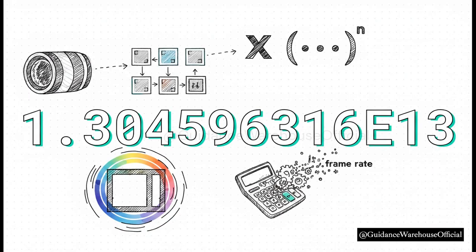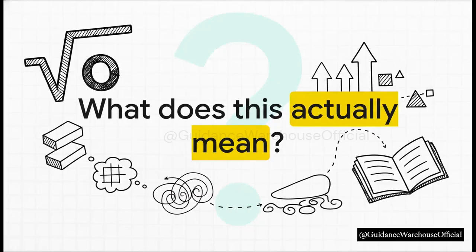Let's say you're calculating the pixels, the color depth, and the frame rate of a 1-hour digital camera recording, and your calculator spits out this terrifying number, 1.30459, followed by an ominous E13. I mean, it looks exactly like an error code, doesn't it? So what does this actually mean?